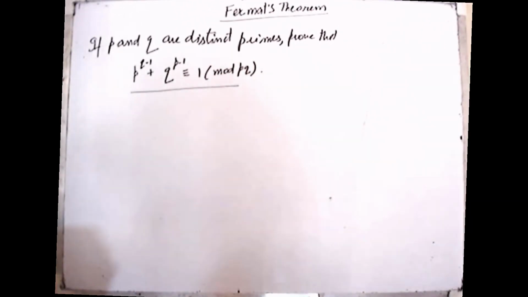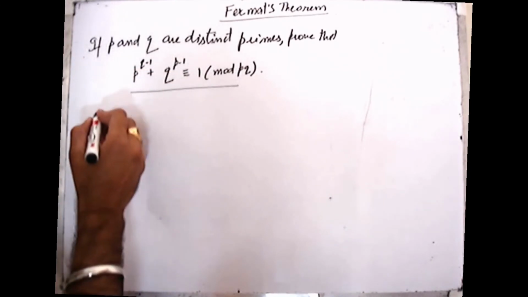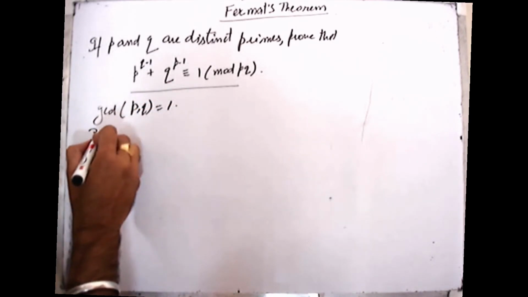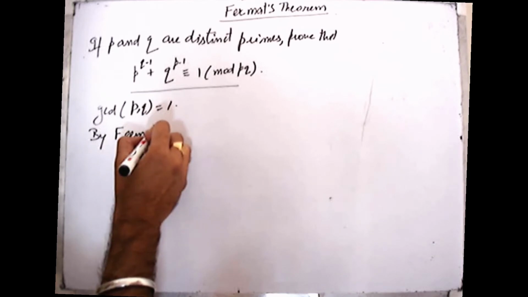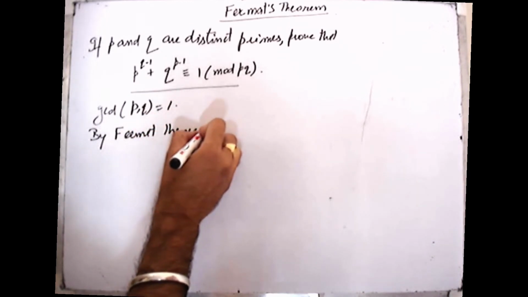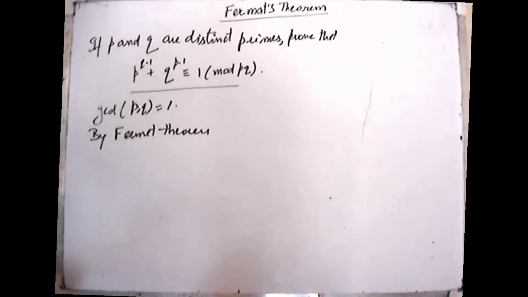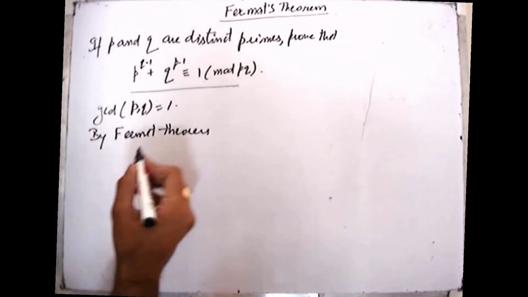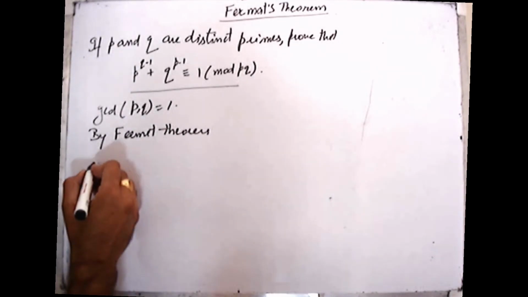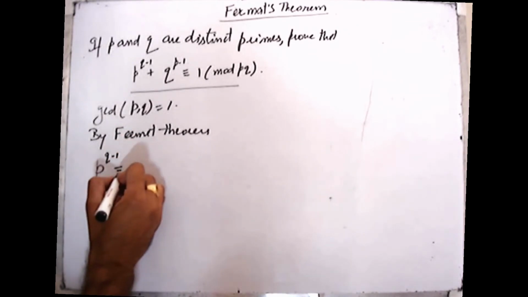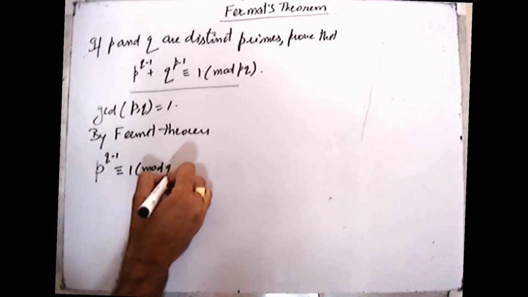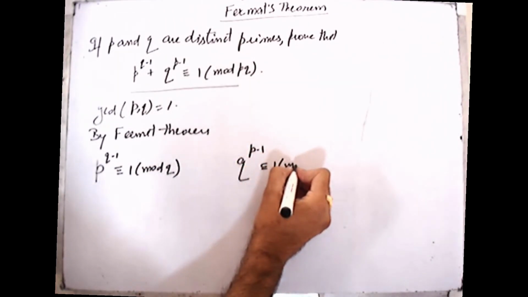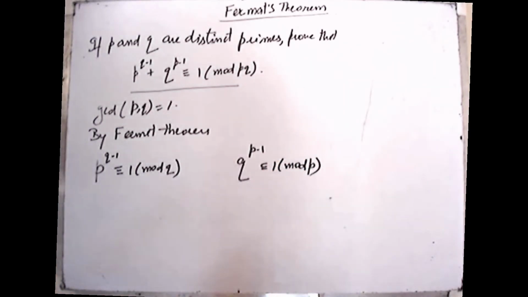Next numerical. If P and Q are distinct primes, prove that this congruence holds. So again, they are distinct primes, GCD of P and Q is 1. By Fermat's theorem, so very easily, we will apply Fermat's theorem twice. Once we will take A equal to P, and secondly we will take A equal to Q. So here we get P^(Q-1) is congruent to 1 mod Q, and the second time we get Q^(P-1) is congruent to 1 mod P.